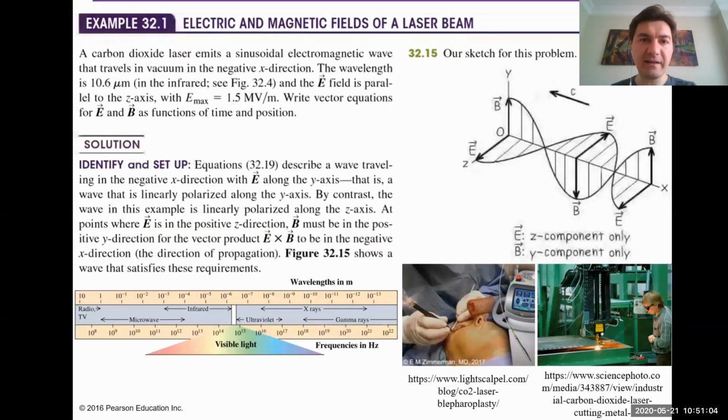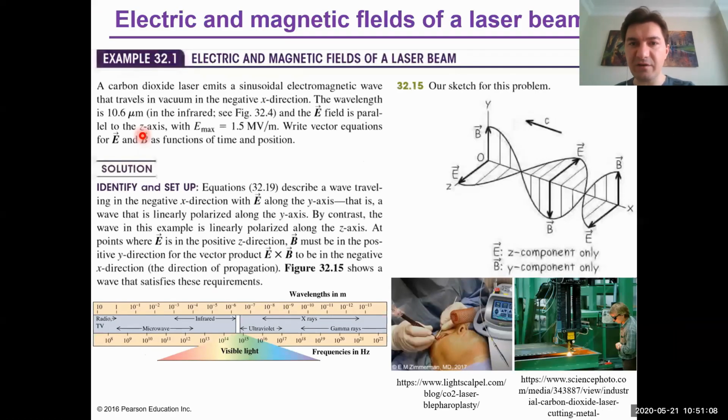The electric field is parallel to the z-axis, the magnetic field is parallel to the y-axis, and this is the propagation direction. The maximum value of the electric field is given by 1.5 megavolt per meter. Write vector equations for electric field and magnetic field as functions of time and position.